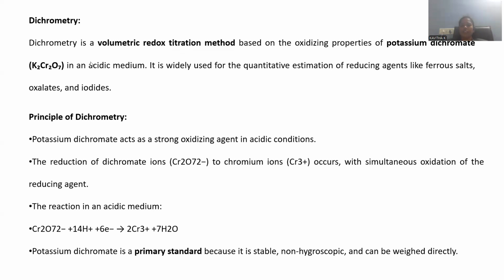Principle of dichrometry. In all kinds of estimations, the common criterion is that potassium dichromate acts as a strong oxidizing agent under acidic conditions. The reduction of the dichromate ion, Cr2O7 2-, will turn it into a chromium ion, chromium tripositive, Cr3+. That reduction of chromium occurs with the simultaneous oxidation of the reducing agent, right?